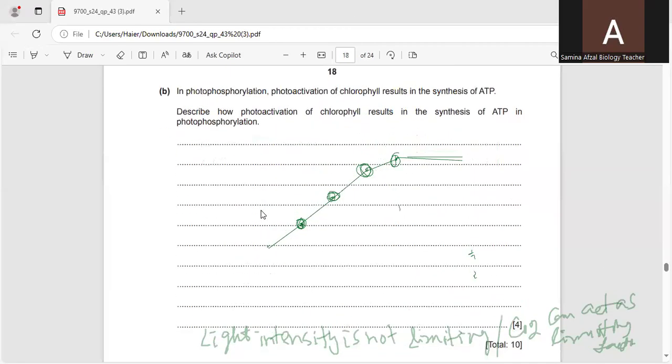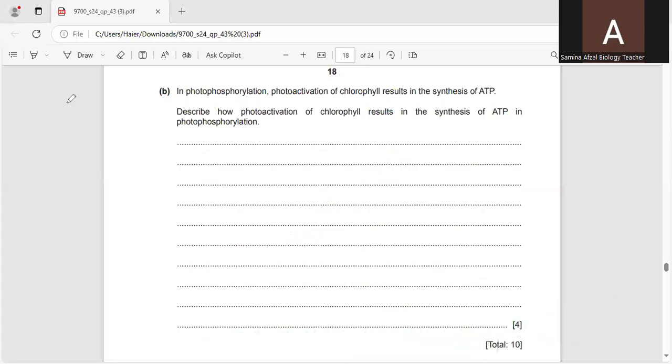And next question is, in photophosphorylation, photoactivation of chlorophyll results in the synthesis of ATP. So describe how photoactivation of chlorophyll results in the synthesis of ATP in photophosphorylation. So first of all, I want to exchange this question. Then I will write on the given space.